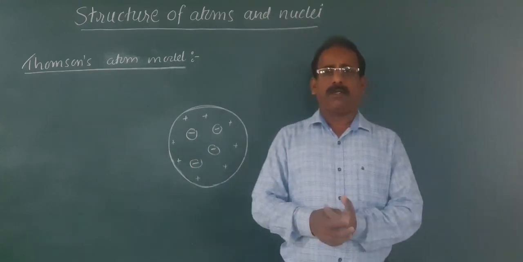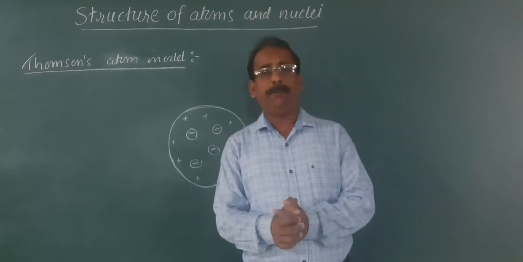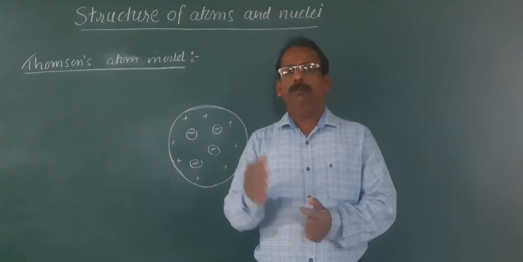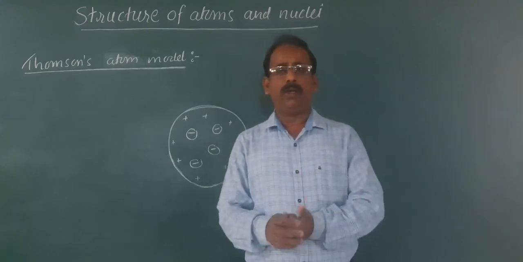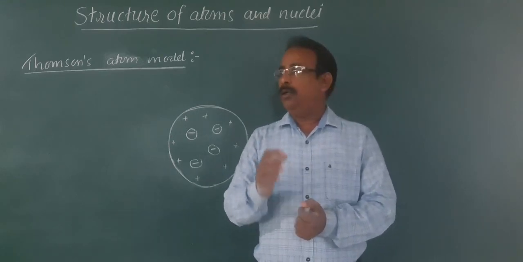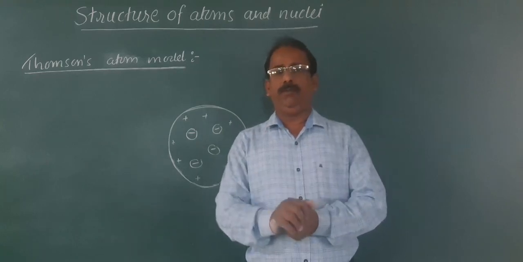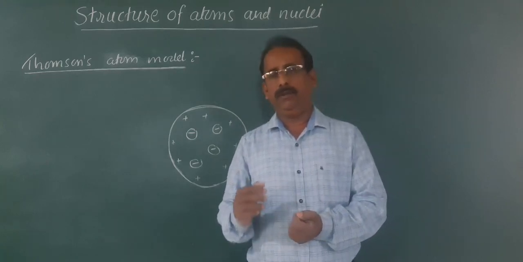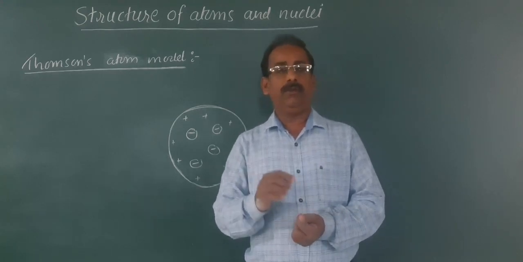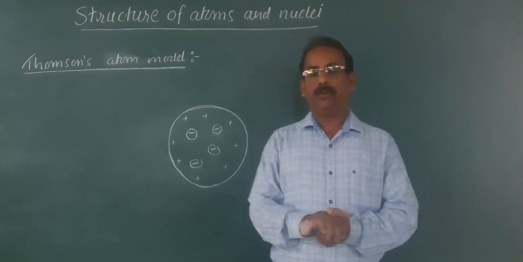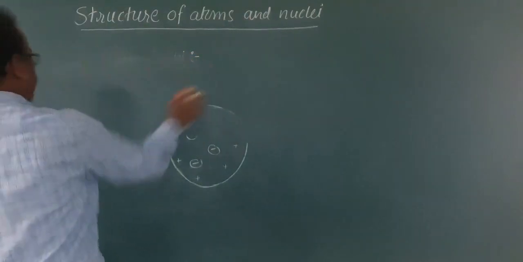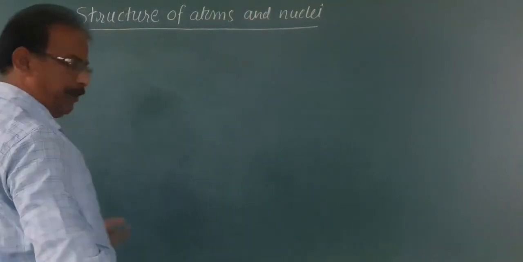The next attempt about the structure of atom was made by Rutherford. Before we see how Rutherford's model is, there is one experiment called the Geiger-Marsden experiment. I will explain this experiment in short, and then we will see what is Rutherford's atom model. First, I will explain here the Geiger-Marsden experiment.